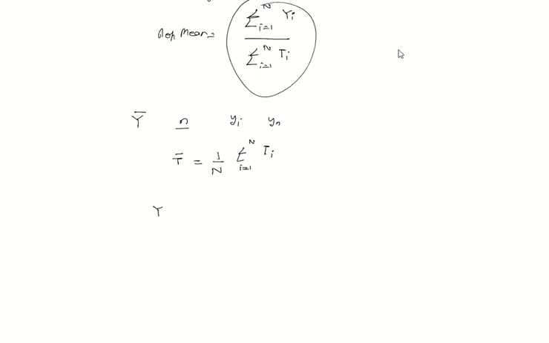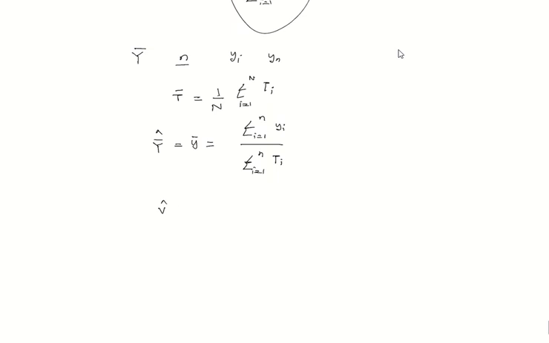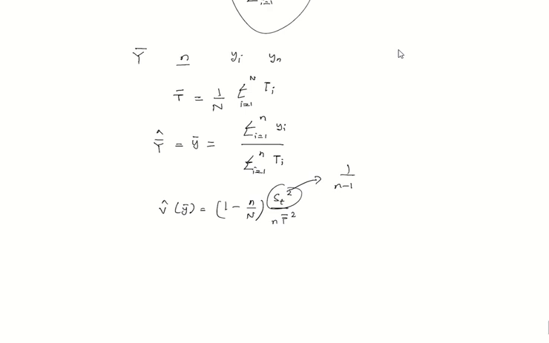Then the estimator of y bar hat, which will be the same as y bar, is going to be summation i equal to 1 to n of yi's divided by summation i equal to 1 to n of ti's, and its variance, the variance of the y bar, will be given by 1 upon n minus n, st square divided by n t bar square, where st is given by 1 upon n minus 1 summation i equal to 1 to small n of yi minus y bar ti.